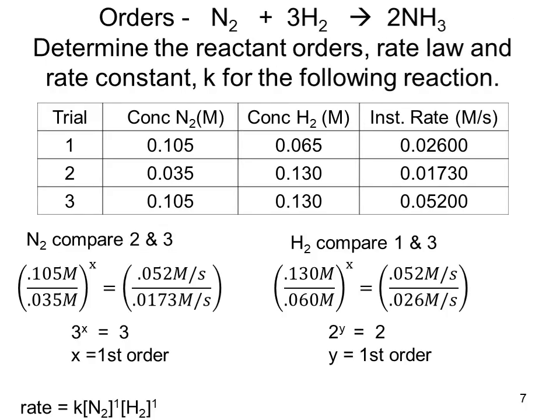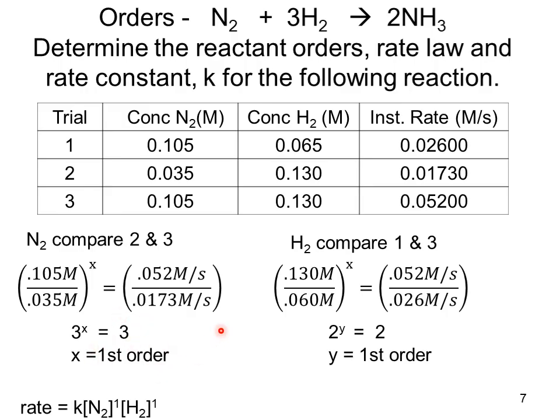So, if you're trying to measure N2, we have to look at trial 2 versus trial 3. Those are the only two trials where hydrogen is staying constant, which means we'll get the wrong order for N2 otherwise. So, in trial 3 over trial 2, again, we always want to use the bigger concentration. We are increasing the concentration by a factor of 3, and we're increasing the rate by a factor of 3. So 3^x = 3 means first order.